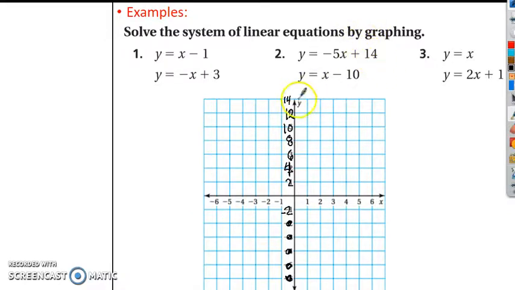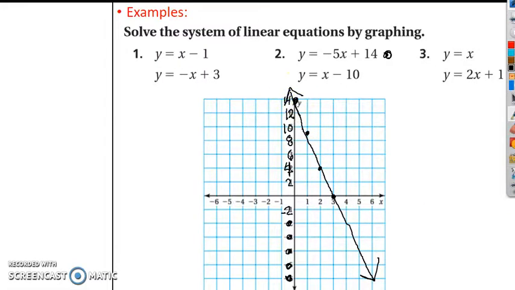The intercept is 14, so put a point at 14. This line's going to be in black. Then I'm going to go down 5 over 1: down 2, down 4, down 5 over 1, and so on. Hopefully I have enough of a sketch to see where they cross.